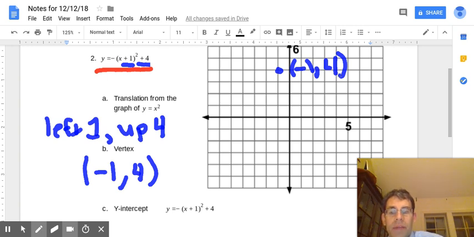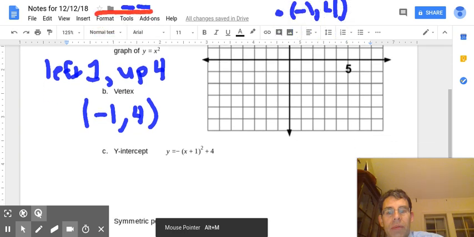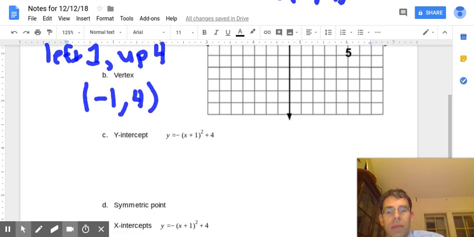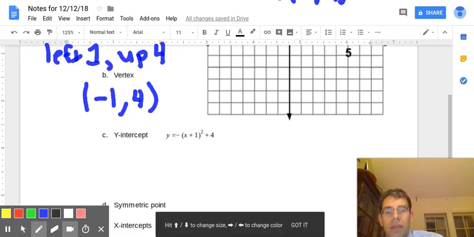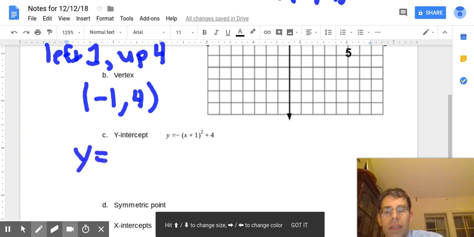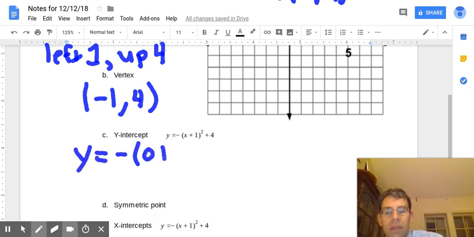And then we're asked for the y-intercept. So to find the y-intercept, we need the places where x is equal to 0, because where x is equal to 0, those are going to be points on the y-axis. So we can take our equation and plug 0 in for x. So y is equal to negative (0 plus 1) squared plus 4.